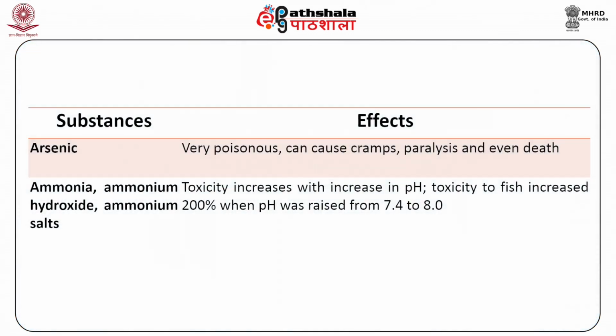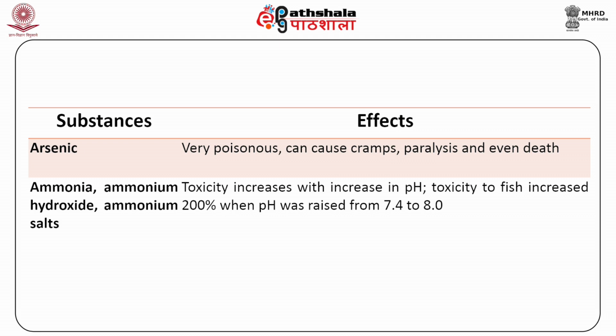The toxic effects of some pollutants are summarized in the table. Now, this table shows the toxic effects of some inorganic pollutants. The table is self-explanatory, and obviously, as the term suggests, most of these pollutants have adverse effect. They are poisonous. We have already discussed the toxicity of arsenic as well as cadmium.